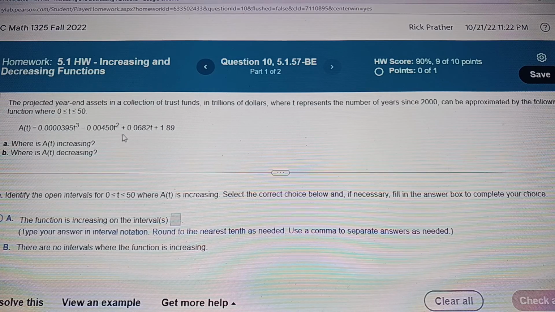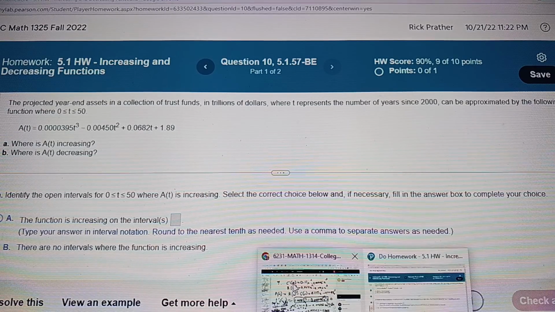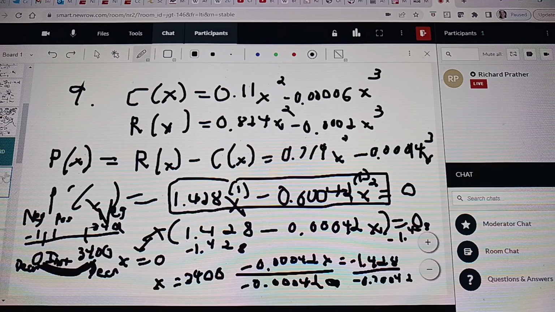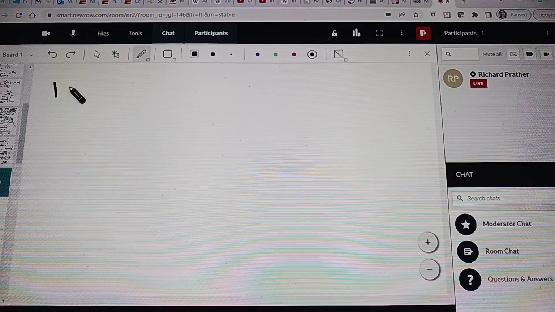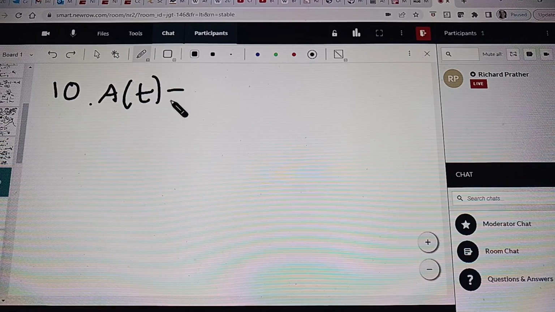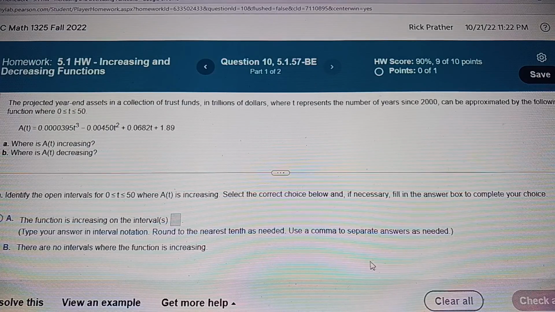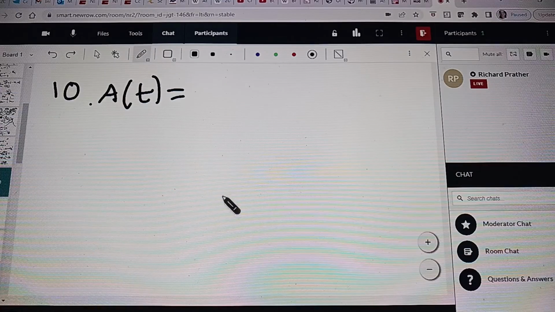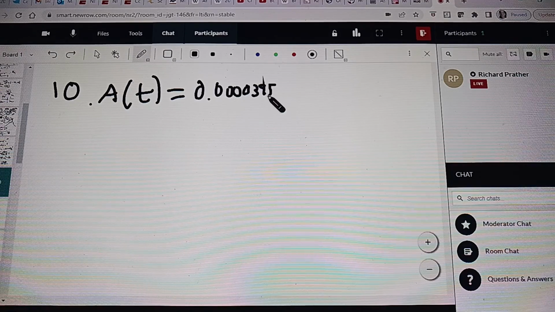Let's take the derivative of it, and then it'll get it down to a quadratic function. And that means it's going to have two critical numbers potentially. So my account for this trust fund that has trillions of dollars in it, which would be managed by somebody, is 0.0000395 t cubed. 4 zeros, 395 t cubed.